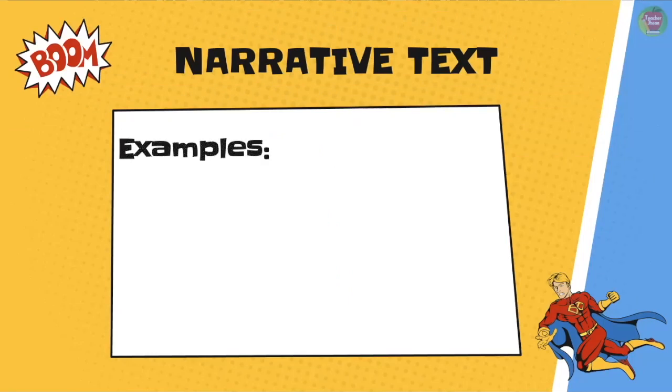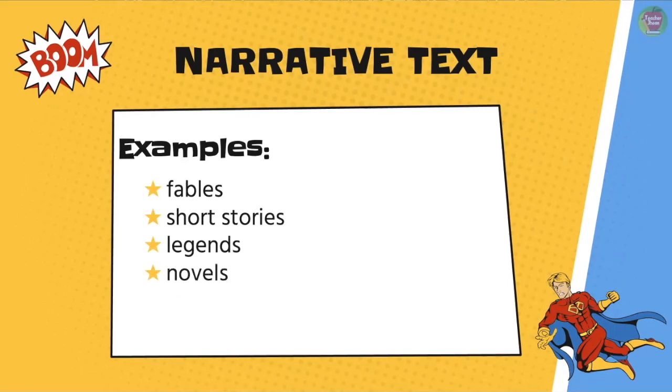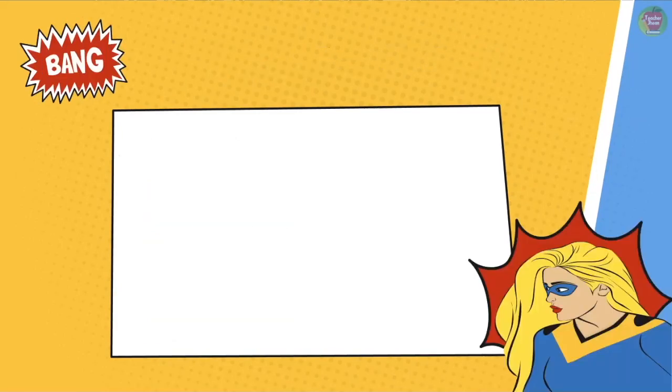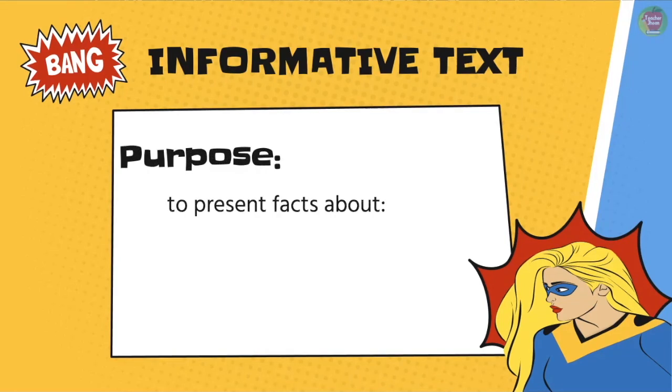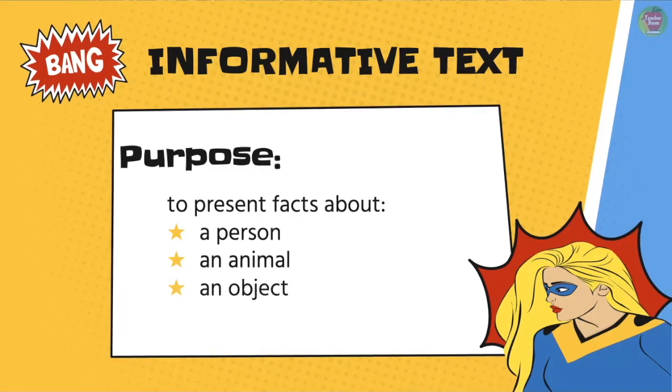The examples of narrative text types are fables, stories, legends, novels, myths, and fairy tales. The legend of Surabaya is an example of a narrative text. The second text type that we're going to discuss is informative text. Its purpose is to present facts about a person, an animal, an object, or a place.